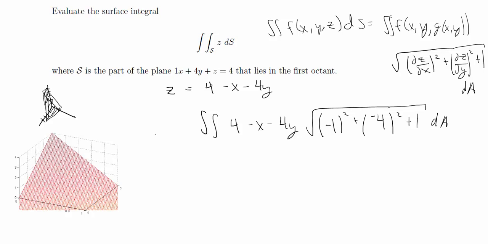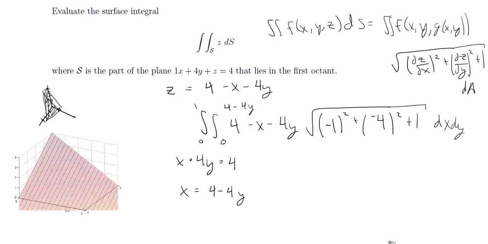dA. And then when we imagine z equals 0, we have x plus 4y equals 4. If we wanted to, we could solve for x. That seems pretty simple. That's going to be 4 minus 4y. So x goes from 0 to 4 minus 4y. We can change this to dx dy, and y goes from 0 to 1.